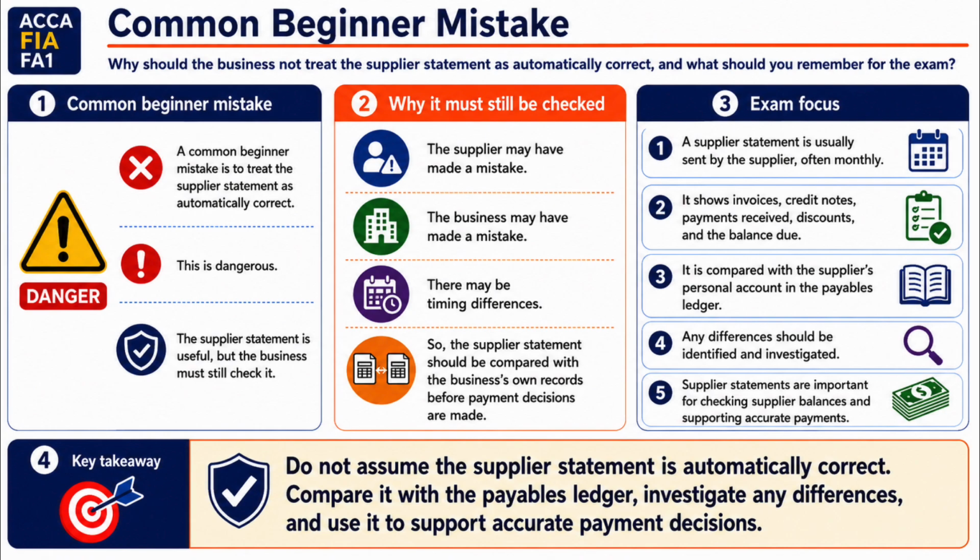For your exam, remember these points clearly. A supplier statement is usually sent by the supplier, often monthly. It shows invoices, credit notes, payments received, discounts, and the balance due. It is compared with the supplier's personal account in the payables ledger. Any differences should be identified and investigated. Supplier statements are important for checking supplier balances and supporting accurate payments.